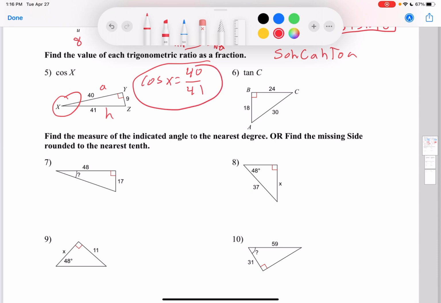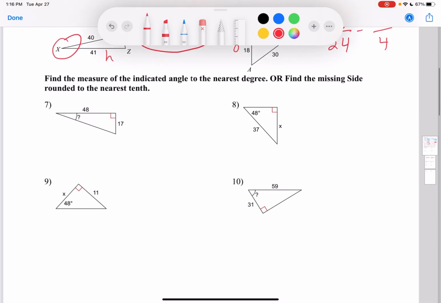Tangent is opposite over adjacent, and we want the tangent of C. So the opposite is 18, the adjacent is 24. So 18 over 24, which is 3/4. Either one, you'll be fine.